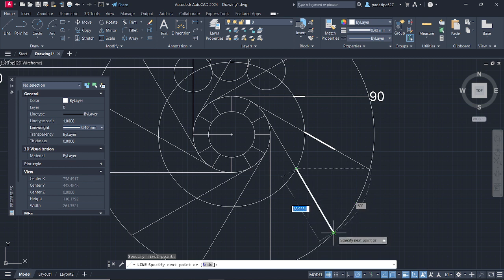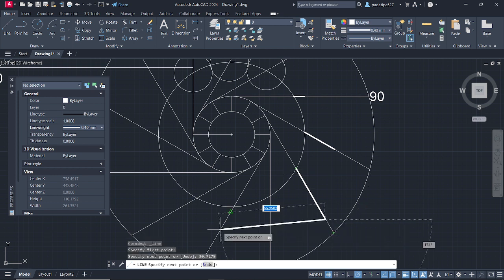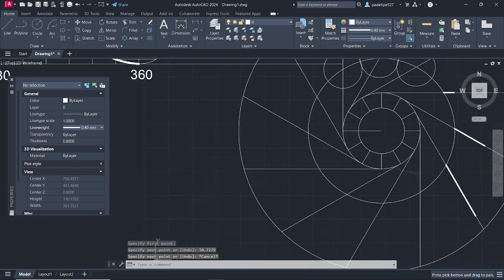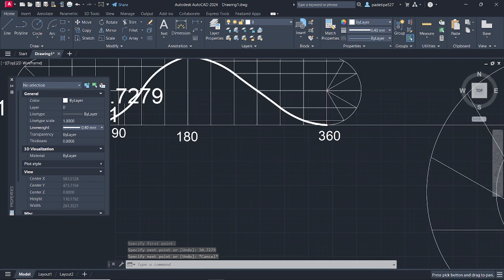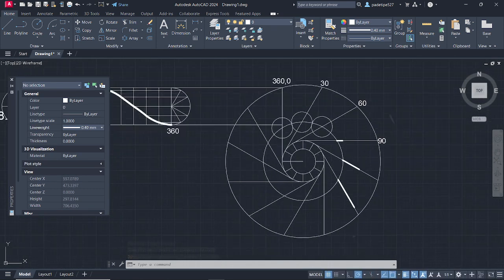What you just do is you come and leave your cursor at this point. All right, then you press 30.7279, press enter, then you have this. All right, was that right? 30.7279, yes, good. Then the next one they said is what?